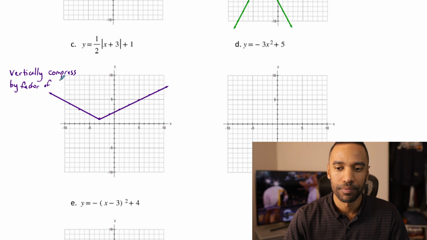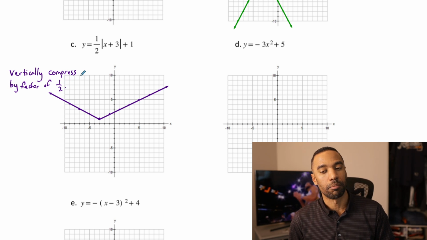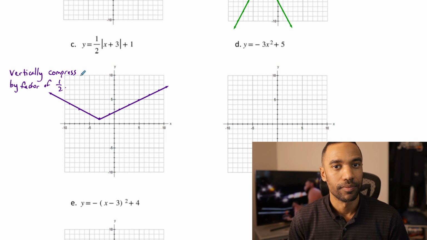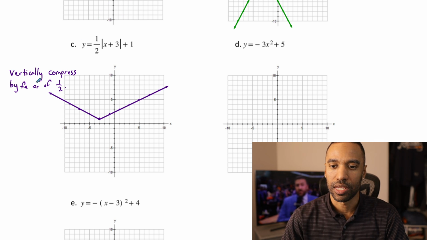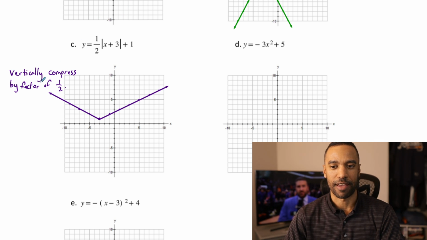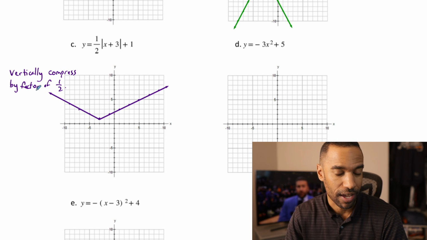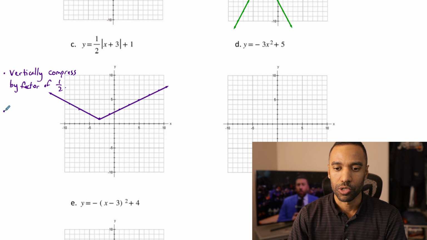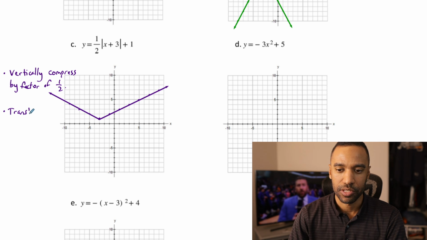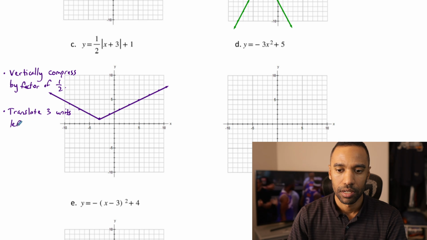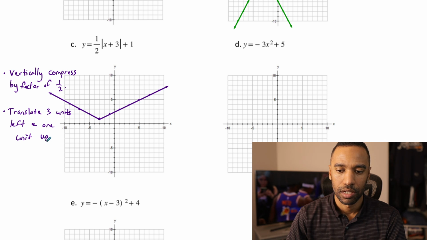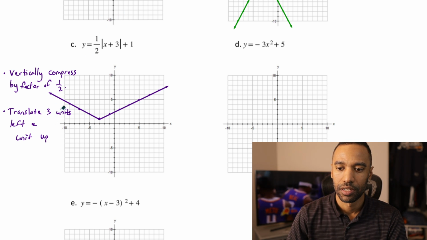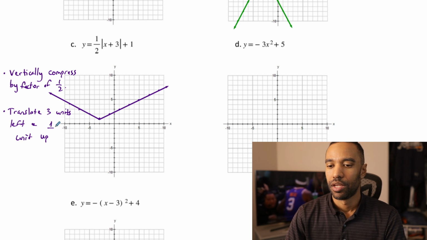You could argue that because you use the word compress, you might say by a factor of 2. And I understand that. It's like saying divide by 2. I think using the word compress is just a courtesy for the fact that 1/2 is the stretch factor. Compression factor, if you will. We're also translating 3 units left and 1 unit up. Should probably use the number 1. 1 unit up. Okay.